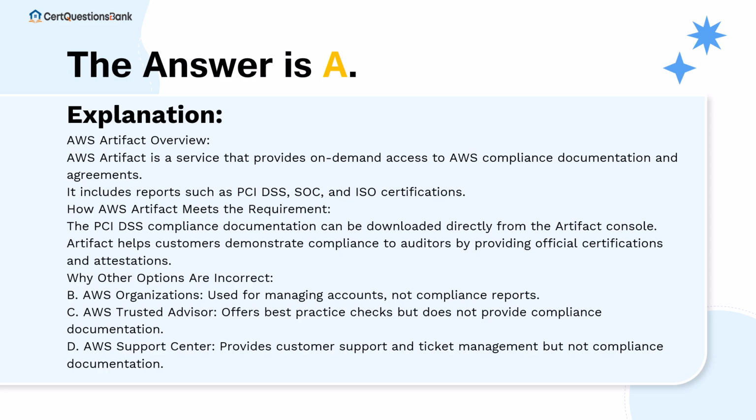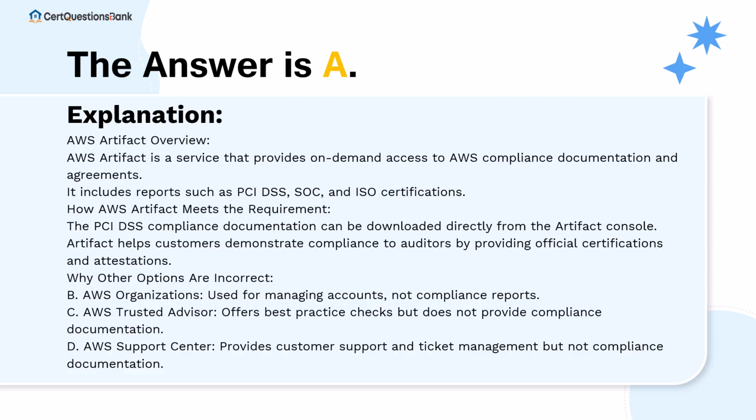AWS Artifact overview. AWS Artifact is a service that provides on-demand access to AWS compliance documentation and agreements. It includes reports such as PCI-DSS, SOC, and ISO certifications. How AWS Artifact meets the requirement: the PCI-DSS compliance documentation can be downloaded directly from the Artifact console. Artifact helps customers demonstrate compliance to auditors by providing official certifications and attestations.